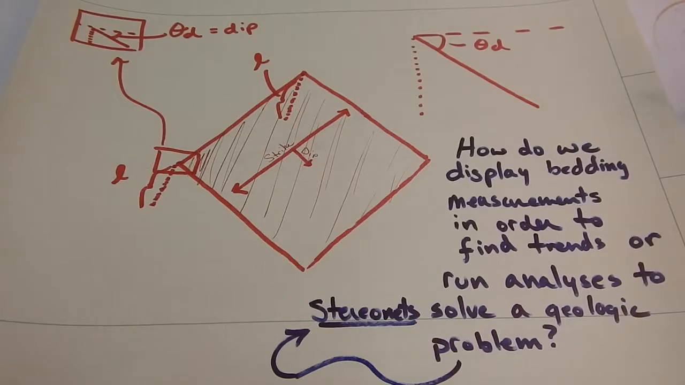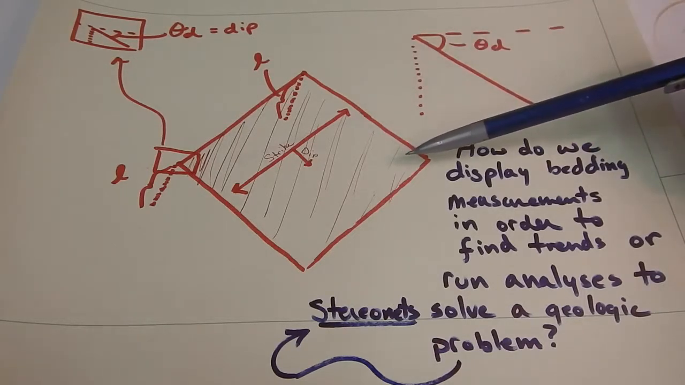So at Ben Burton Park, remember we were using our Brunton compasses to take the strike and dip of bedding planes, which are both joints, fractures, as well as foliation. So today we're going to learn how to put those bedding planes as well as lineations, which we'll talk about later, into a format where we can run analyses on them to solve a geologic problem or find trends in the data. So first, let's go over strike and dip.